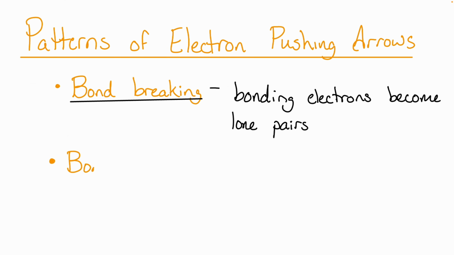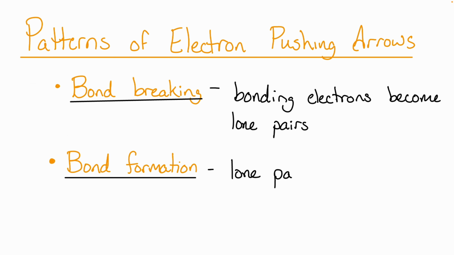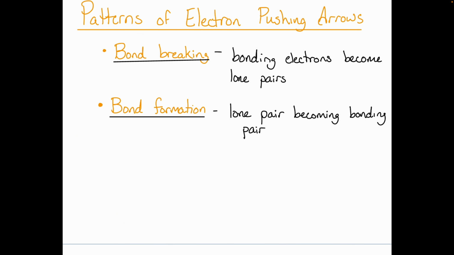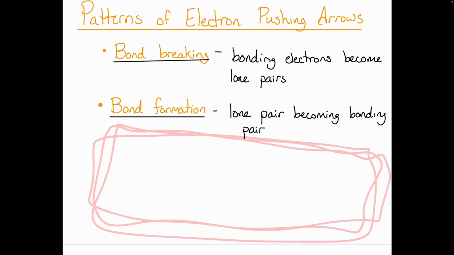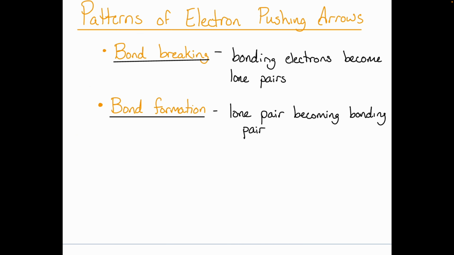Or we could have bond formation. All right, in our previous example, when we formed that new bond, it was the exact opposite. We had a lone pair becoming a bonding pair. All right, and I'm going to leave room for one more here. We got one more to add, but we're going to stick with these two to start out with. Okay?